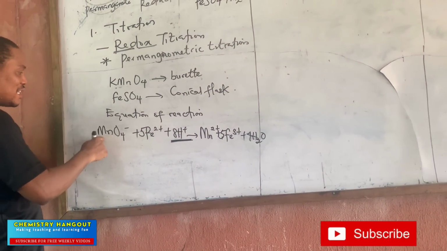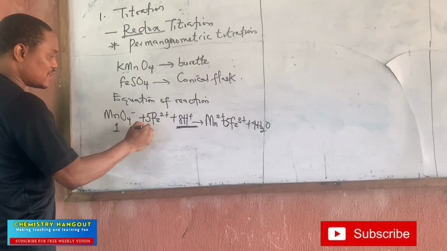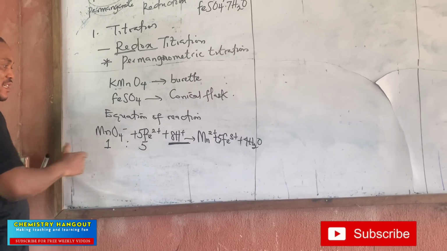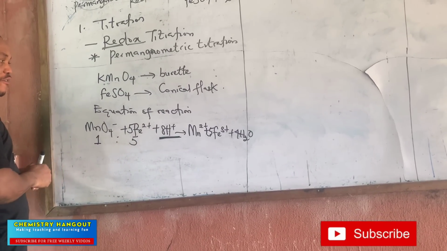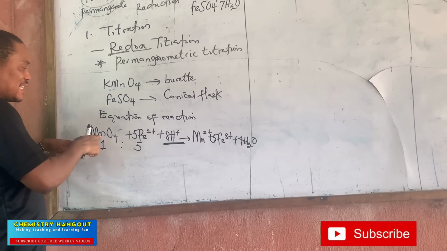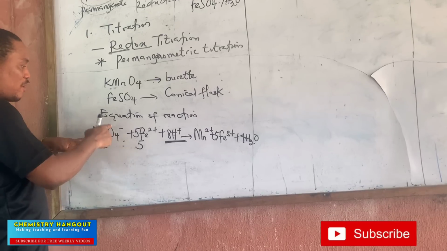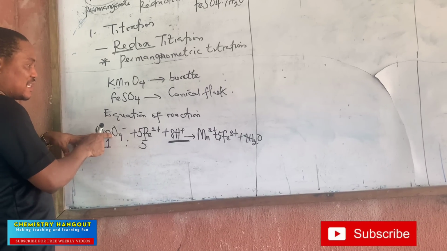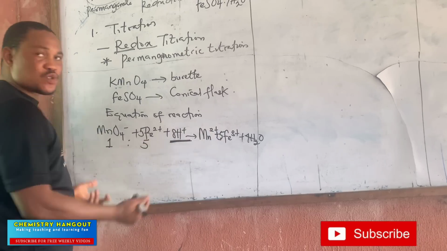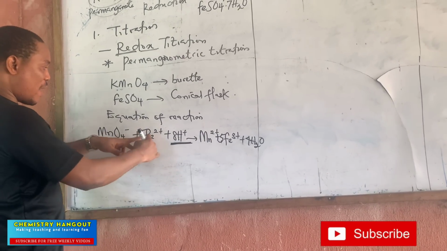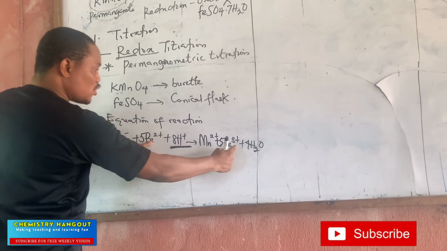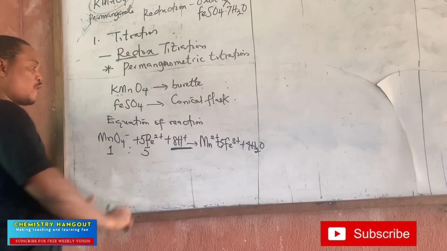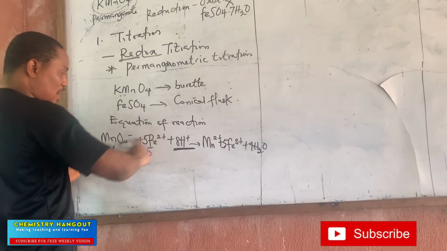So if you look at this, the manganese here is in ratio 1 to 5. Your manganese is reducing. If you calculate the oxidation number of manganese here, it goes from +7 to +2. Definitely, that is a reduction. While iron is changing from +2 to +3, that is oxidation. So if you balance it and follow all the steps, you're going to get this.